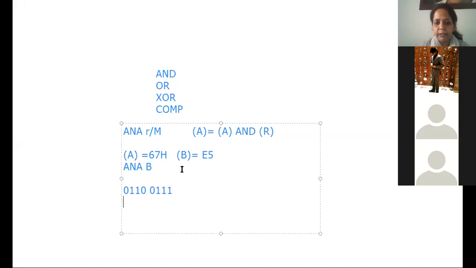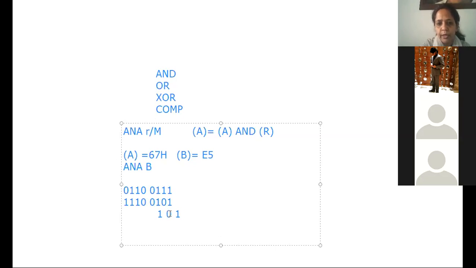It is ANDed with E5. E means what? 14, right? So 1110 and 5 is 0101, correct? Now when both the bits are 1, the output will be 1 in case of the ANDing operation, right? Here one of the bits is 0, so the output will be 0 here. Here both the bits are 1, so again the output will be 1.